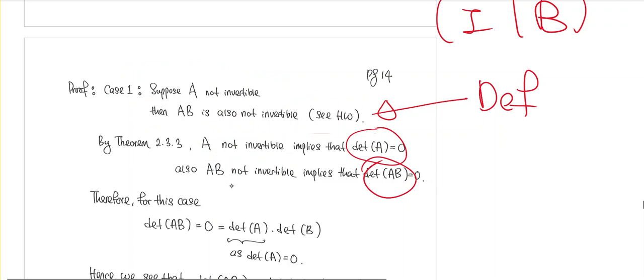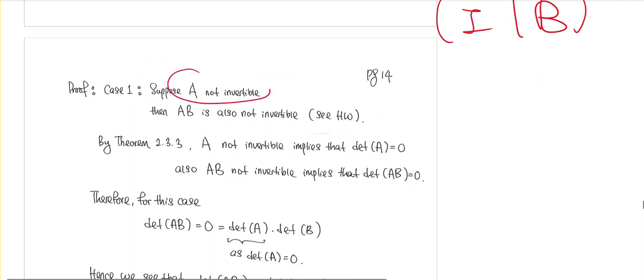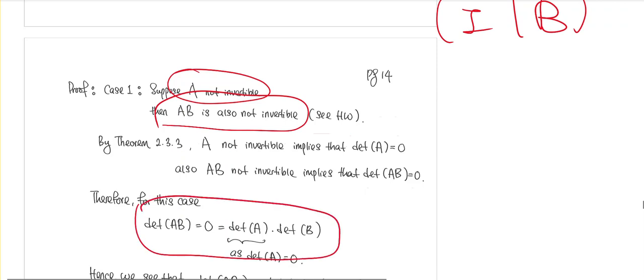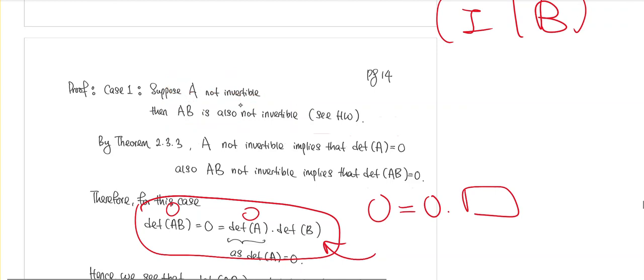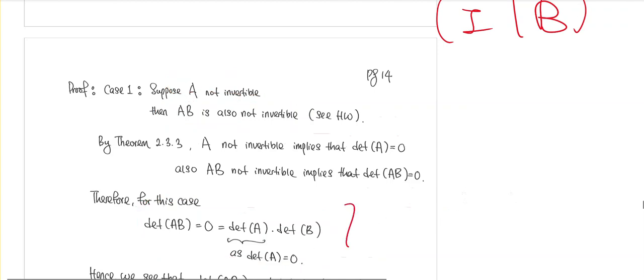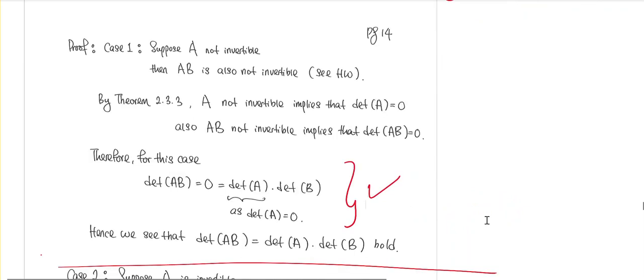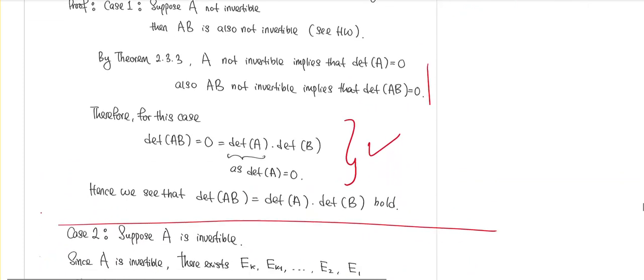So in case one, where A is non-invertible and therefore AB is non-invertible, this equality holds trivially, because this is a zero and this is a zero. You're basically saying that zero is zero multiplied by something. So when A is non-invertible, this relationship trivially holds. But what happens when A is invertible? You have to prove both cases in order to prove all cases, because every matrix is either invertible or not invertible. For non-invertible, we have it.